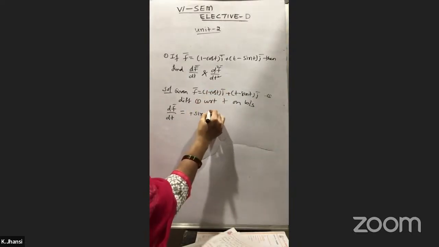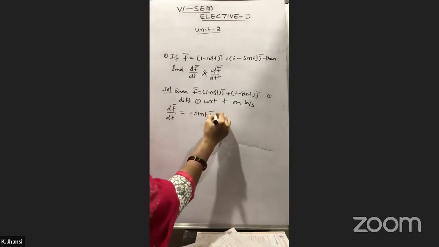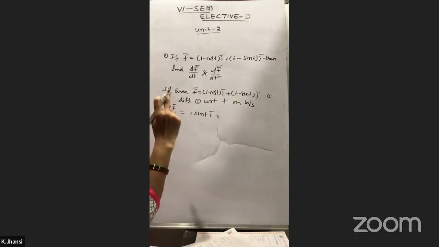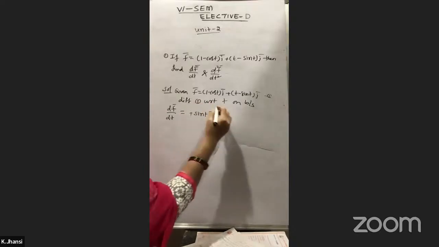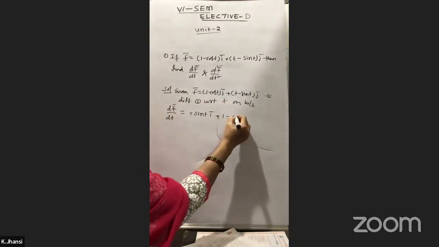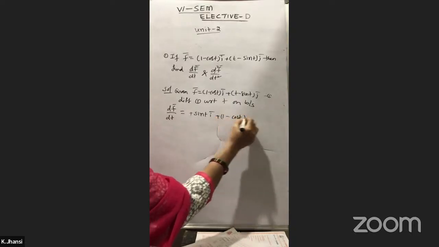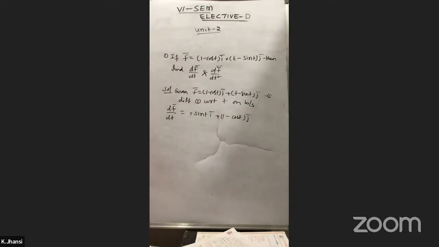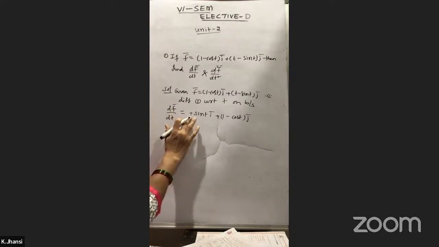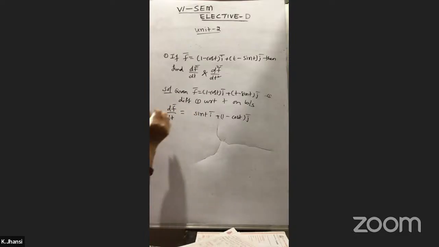Here the vector is i. Okay, next plus t. Differentiation of that variable, dt by dt, means the value is 1. So it is 1 minus sin t, differentiation is cos t, into j. Okay, this is the differentiation for df by dt, that is the first order differentiation.